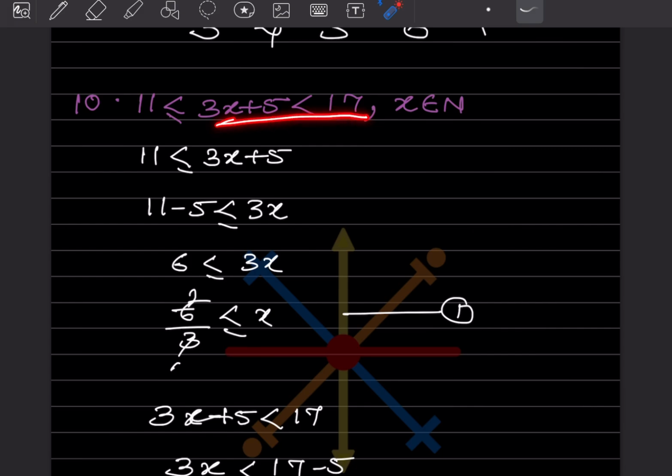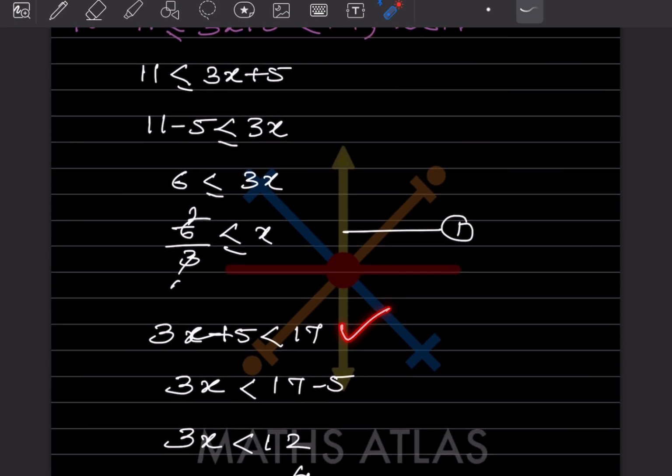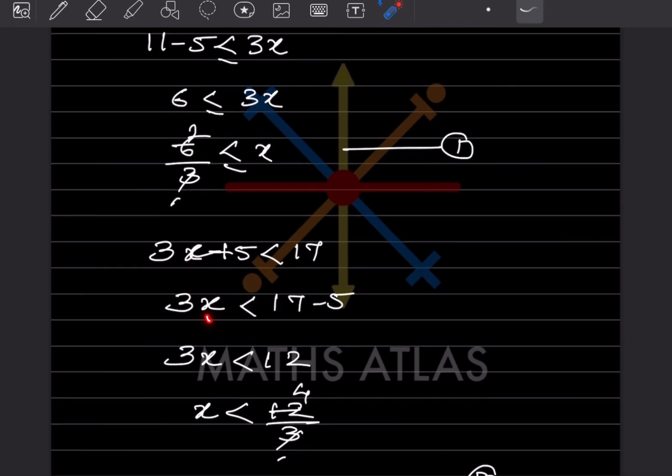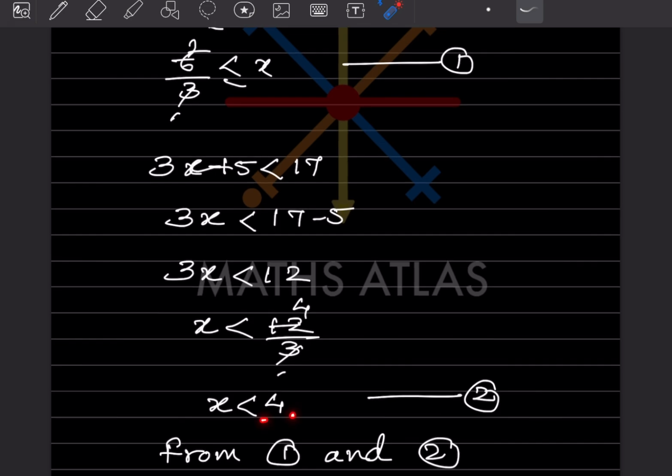Now we have to take the next part, that is 3x plus 5 is less than 17. So this here the same, this the same, plus 5 will go on the other side, that is going to be minus 5. So 3x is less than 12. So this is multiplication. So x is less than 12 by 3, which is going to be 4. So x is less than 4. This will be the second equation.